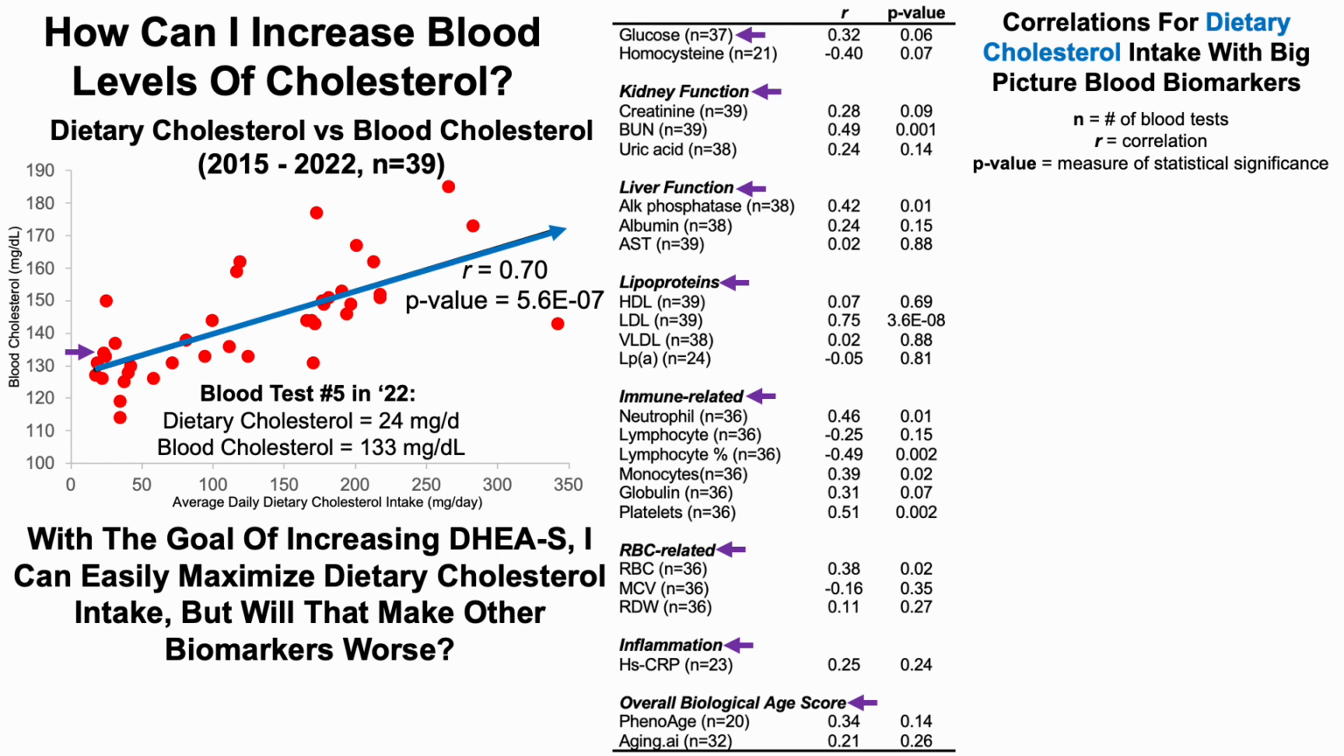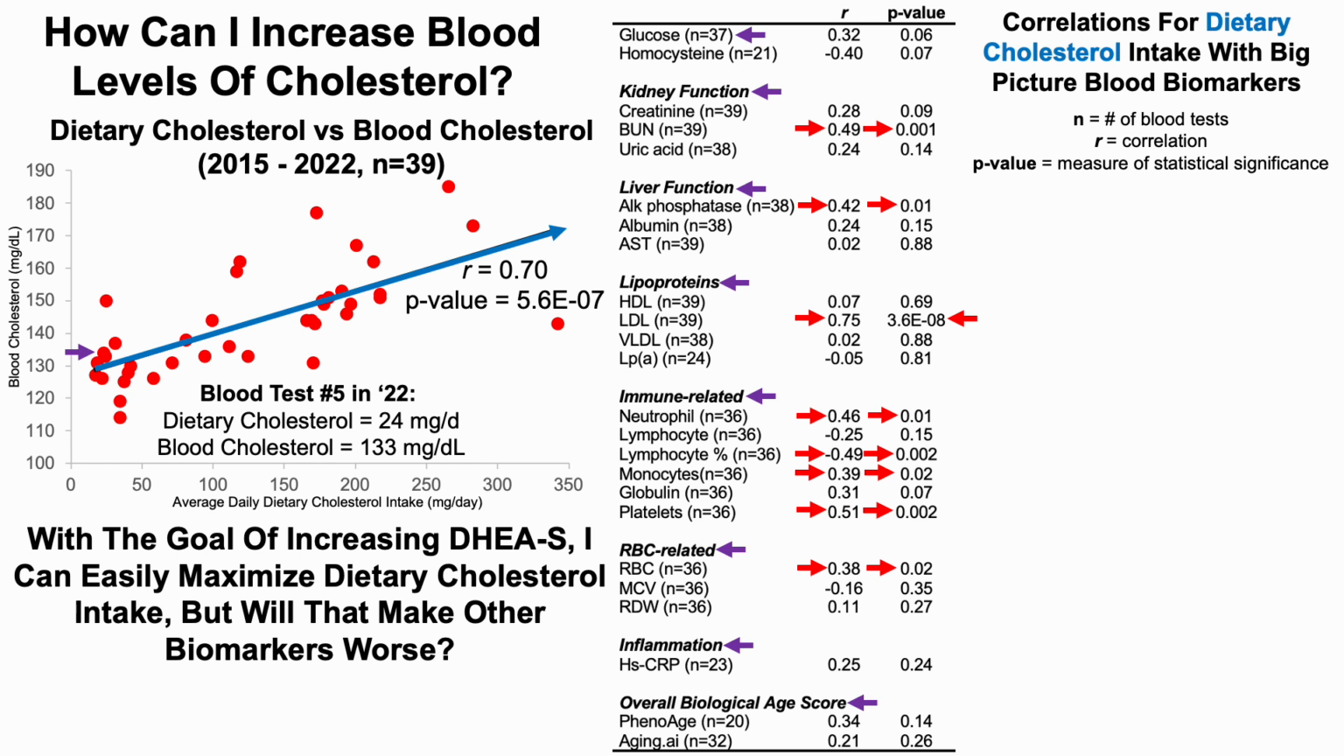So how does dietary cholesterol significantly correlate with these big picture biomarkers? A higher dietary cholesterol intake in my data is significantly correlated with higher blood urea nitrogen, BUN, higher alkaline phosphatase, higher LDL, higher levels of neutrophils, a lower lymphocyte percentage, higher levels of monocytes, higher platelets, higher levels of red blood cells, and that's it. So we've got 8 significant correlations within my own data for dietary cholesterol with other big picture biomarkers.